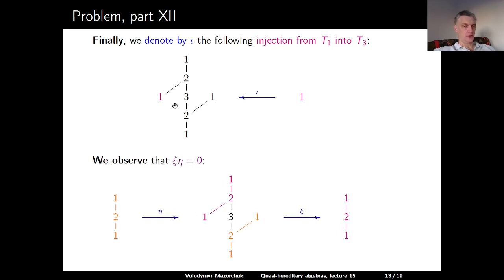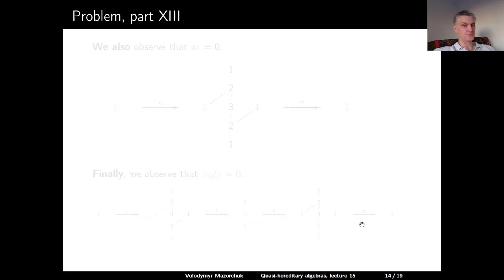Now we can make the following observations. Psi after eta is 0. So if we take the module T2, embed it here, and then project onto this copy of T2, the composition is 0. Also pi after iota is 0. If we take 1, embed it here, and then project it onto this copy of 1, then of course the composition is 0.